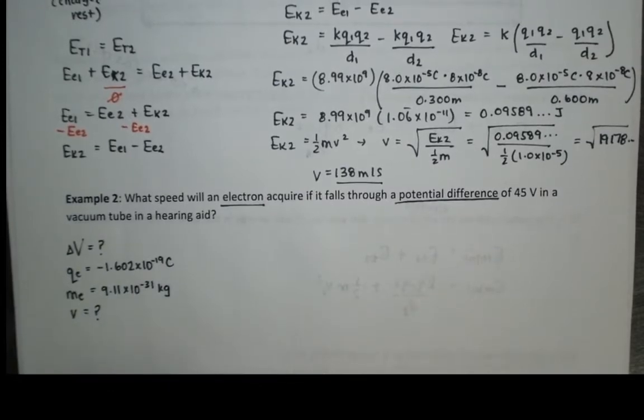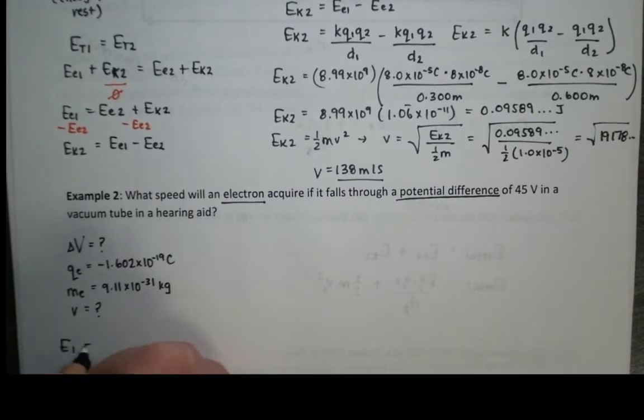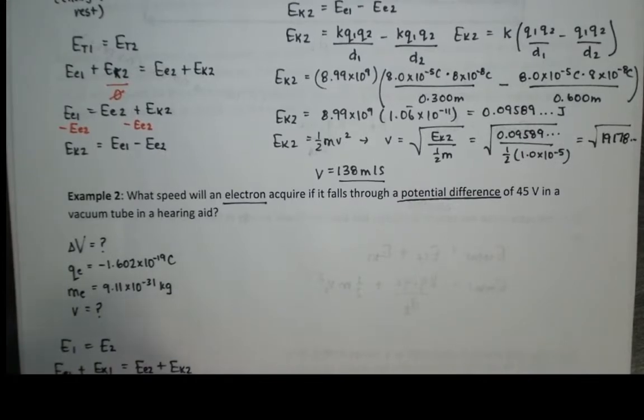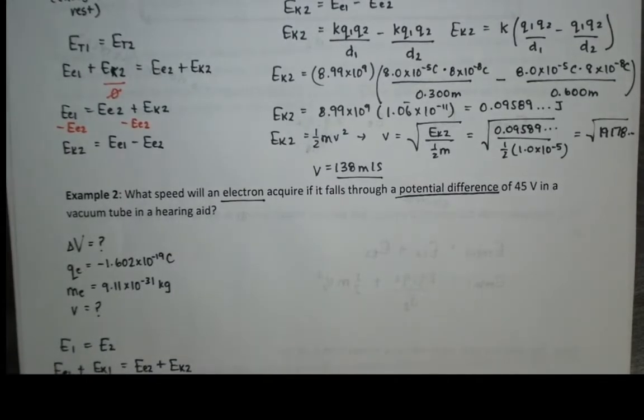speed. An electron falling means it's going to be resting at one point before it starts to fall. So let's remember that E1 equals E2, and our E1 would be the potential energy plus kinetic energy. E2 is potential energy plus kinetic energy as well. Because it doesn't give us an initial speed, we're going to assume our electron was starting from rest. And here we are again. We have that exact same expression.